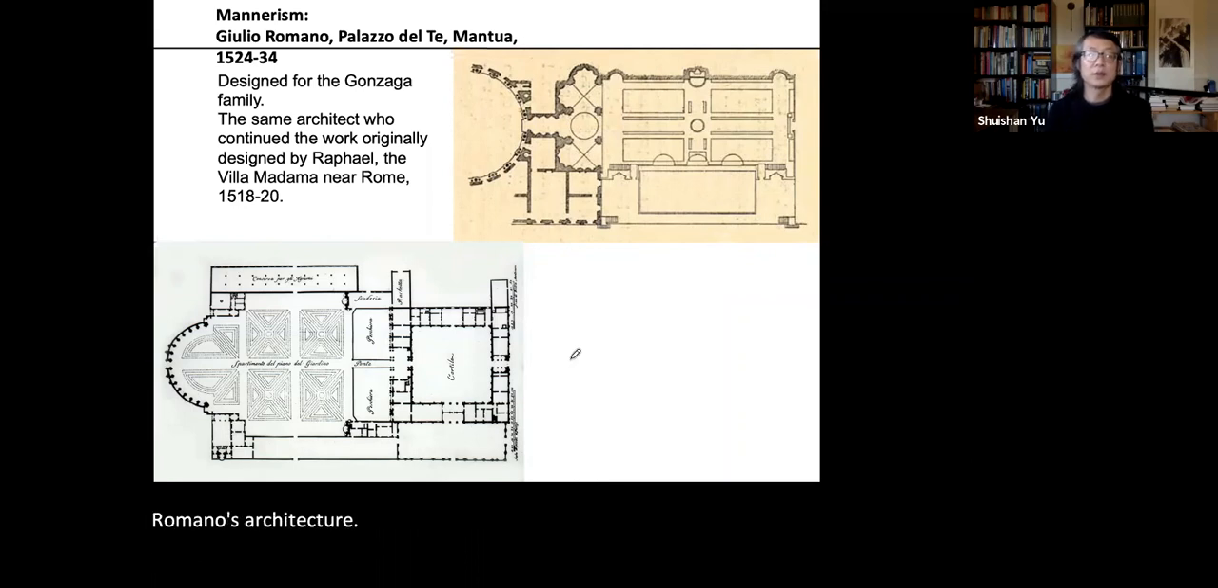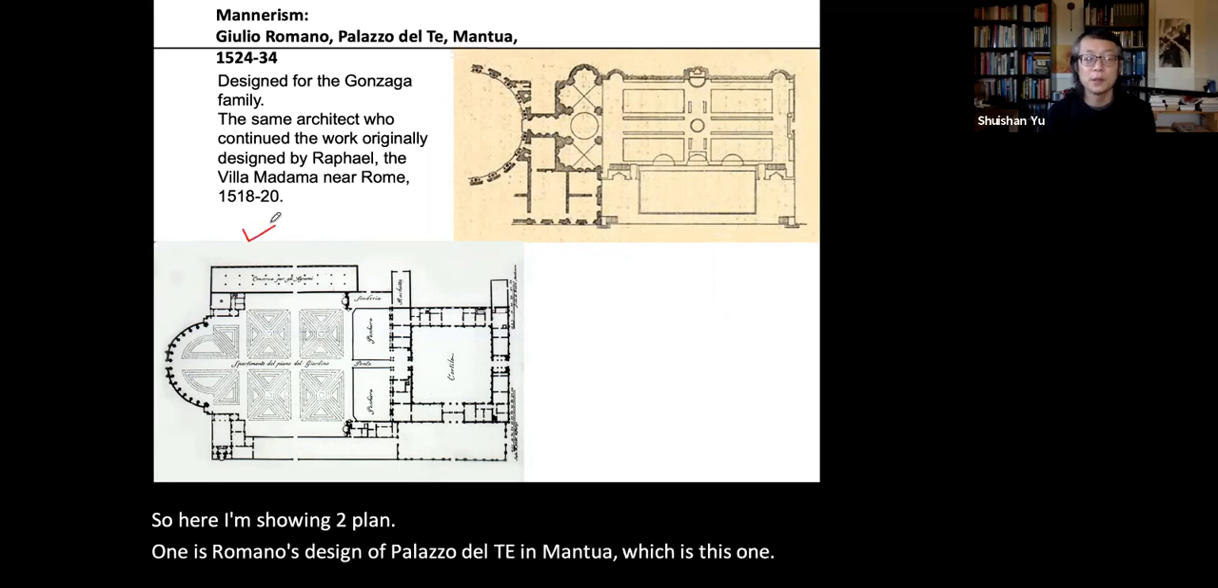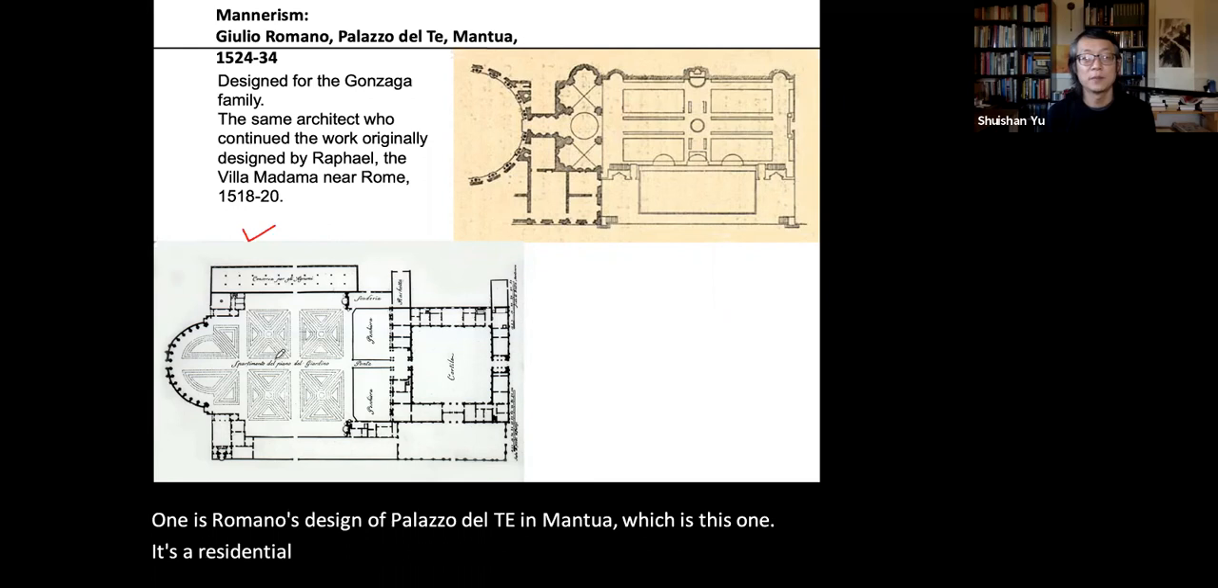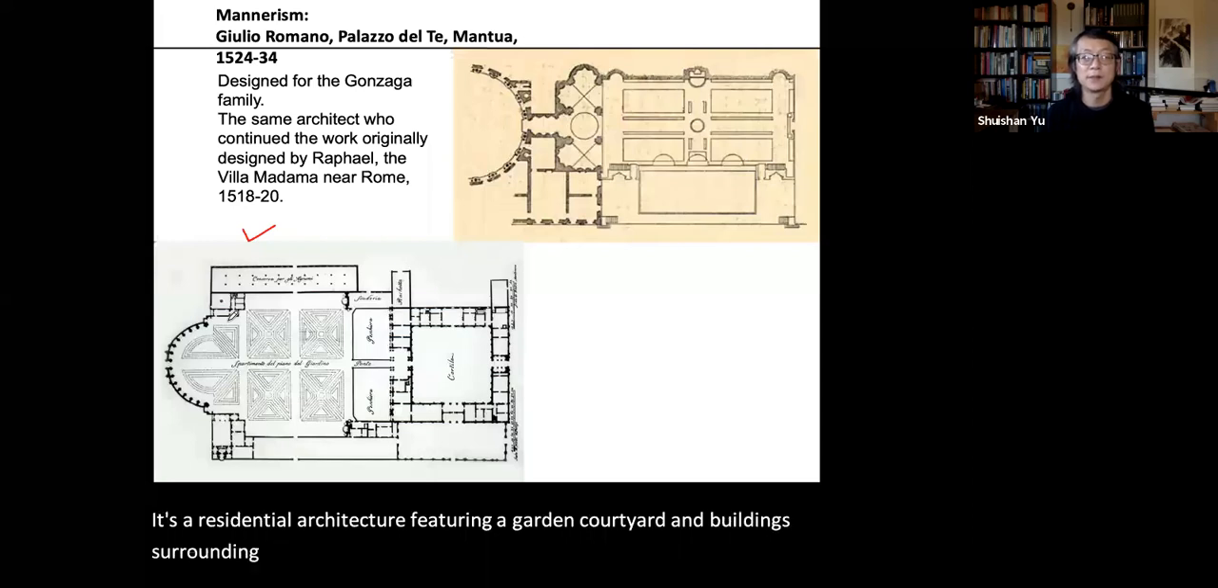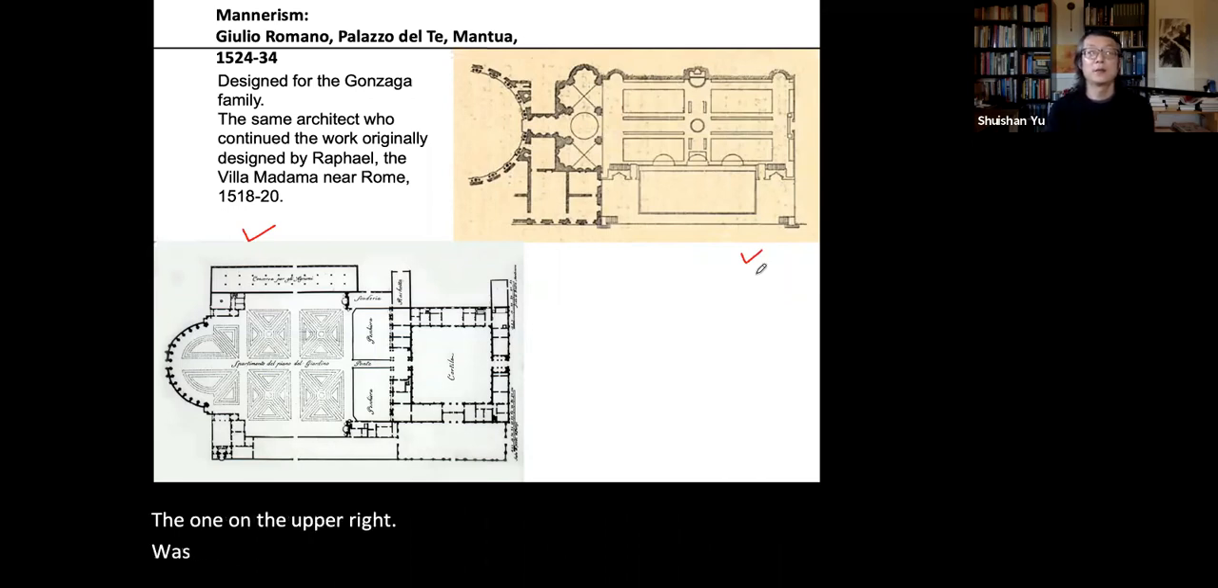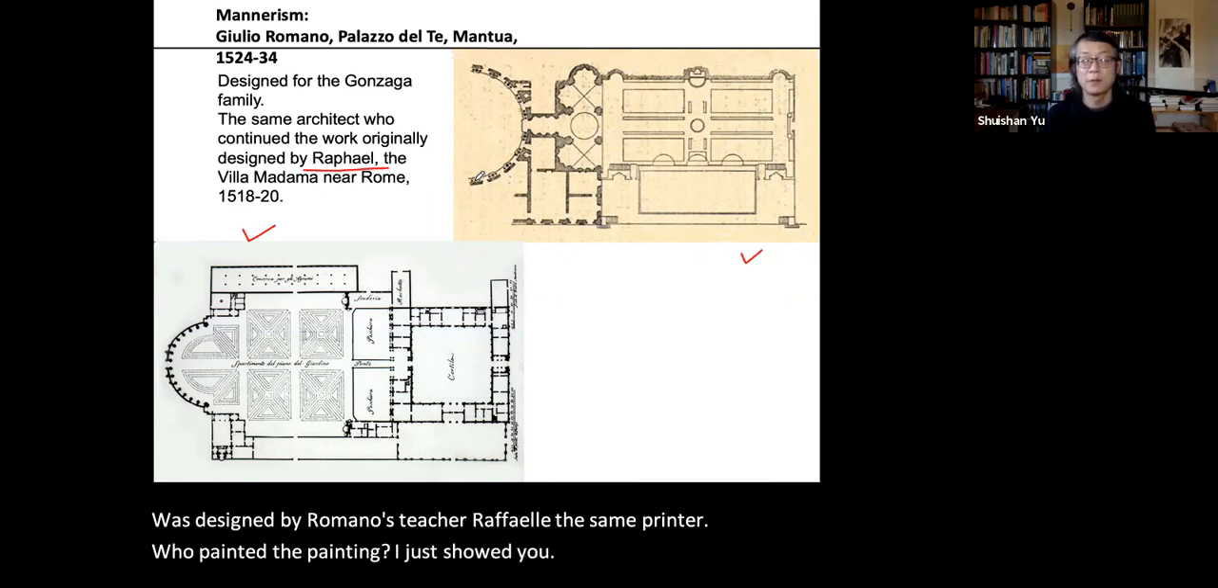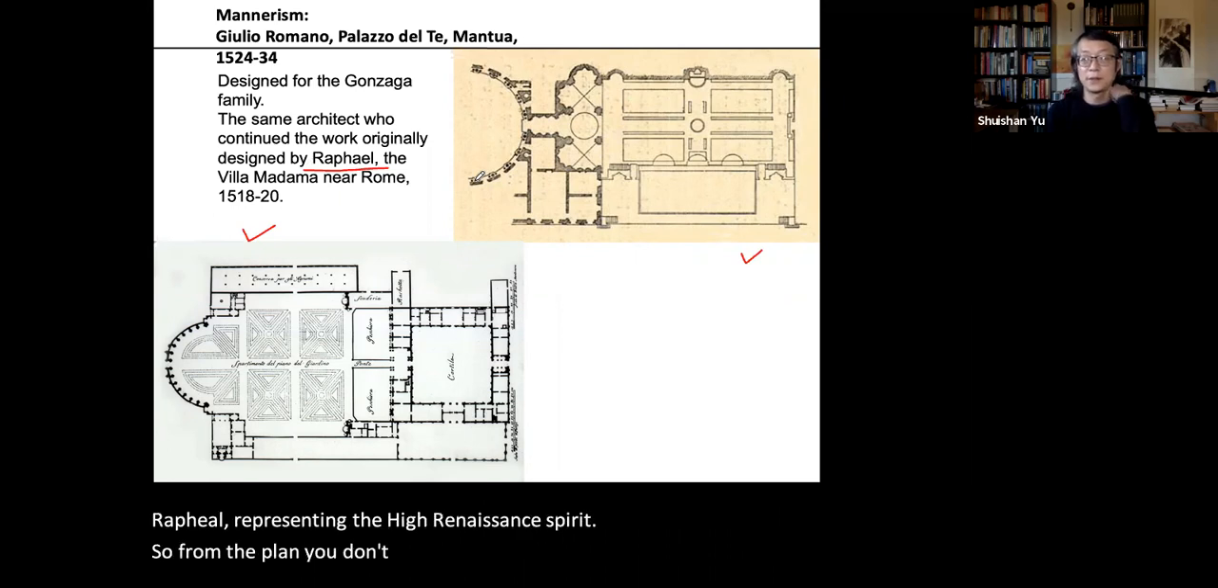So here I'm showing two plans. One is Romano's design of Palazzo del Te in Mantua, which is this one. It's a residential architecture featuring a garden, a courtyard, and buildings surrounding those spaces. The one on the upper right was designed by Romano's teacher, Raphael, the same painter who painted the painting I just showed you. Raphael representing the high Renaissance spirit. So from the plan, you don't see much difference. It is in the details.